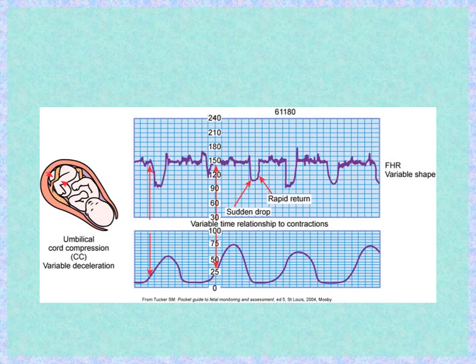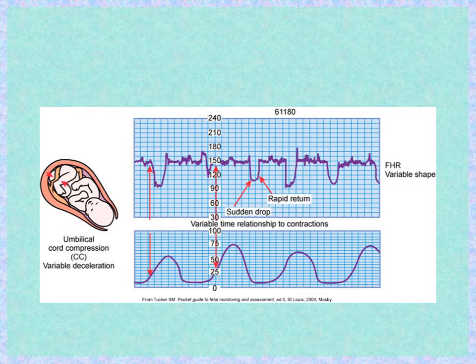This slide shows variable decelerations. Note that no two of these decelerations look alike. Some have shoulders, which is an acceleration immediately prior to the deceleration, or an acceleration immediately after the deceleration. Occasionally variable decels have little clinical significance. However, recurrent variable decelerations indicate a repetitive interruption in oxygen of the fetus.